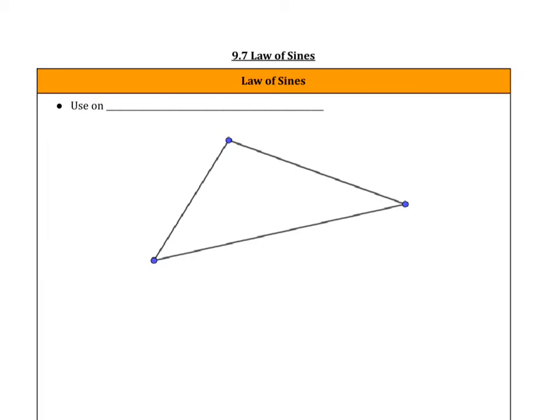Hello everyone, here are your notes for 9.7, Law of Sines.